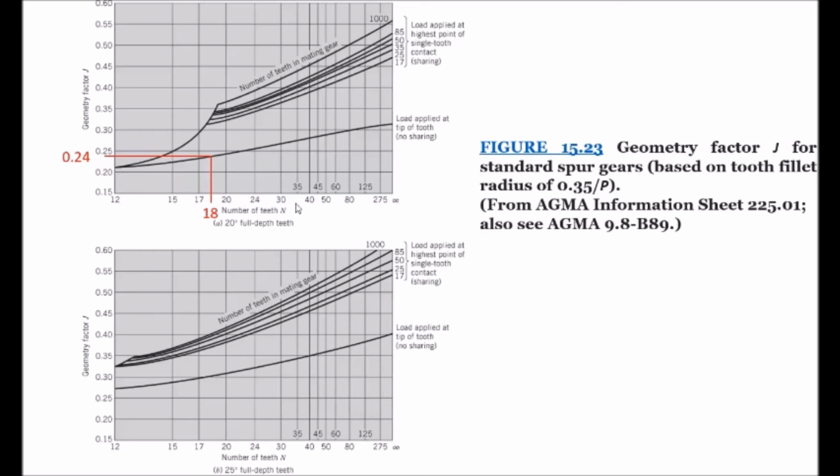The bottom axis X is our number of teeth. Our y-axis is our geometry factor J. We have the load applied at the tip of the tooth, which again means no sharing. This is the assumption we made as well, so we know we're using this line in our graph. For our pinion, the number of teeth is 18. We go to 18 here, go up to this line, and come across to find our geometry factor. What we see from this graph is that our geometry factor J is going to be 0.24.